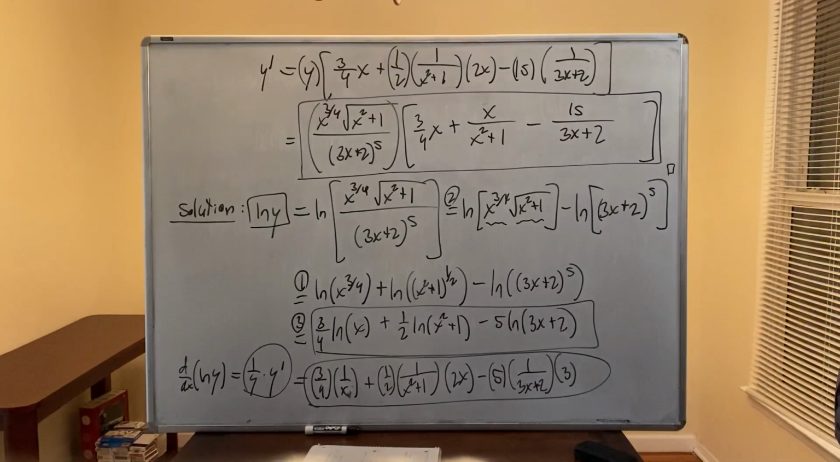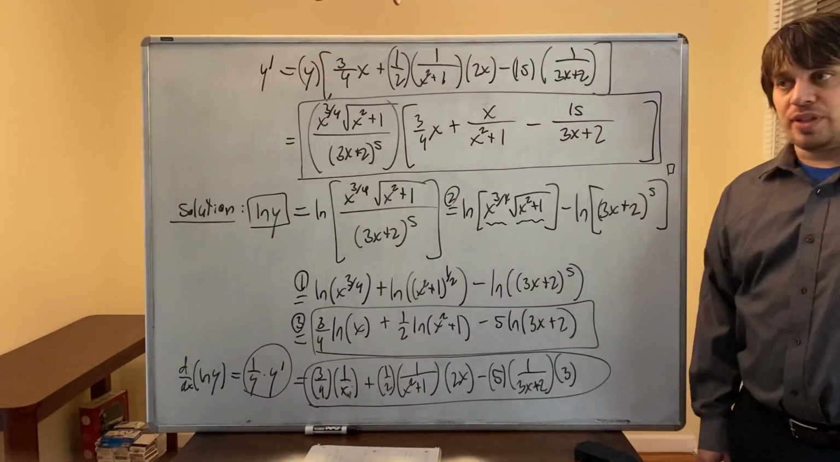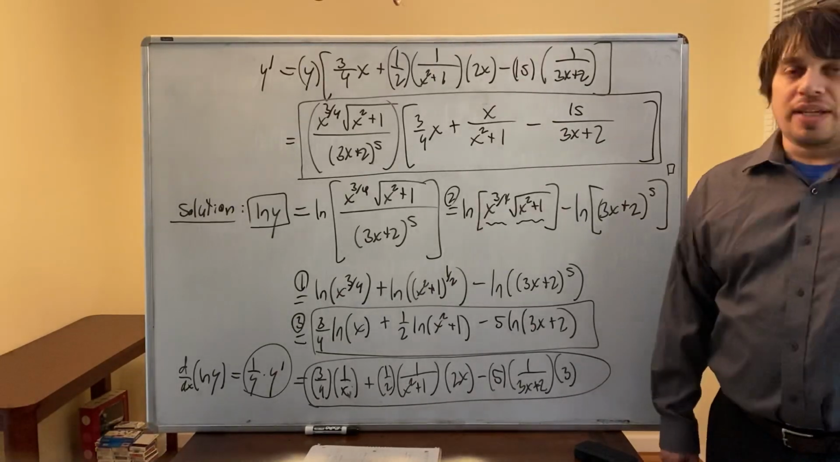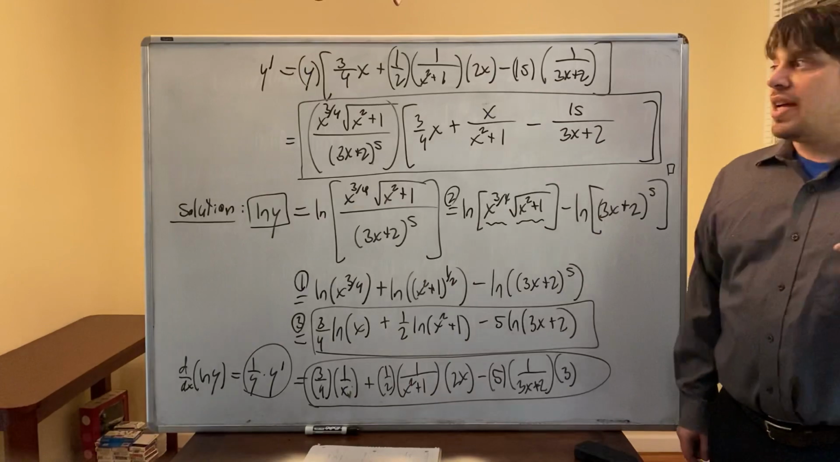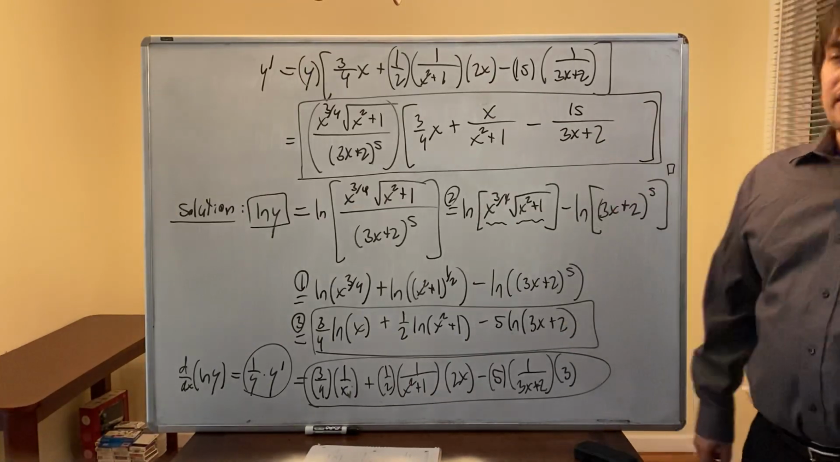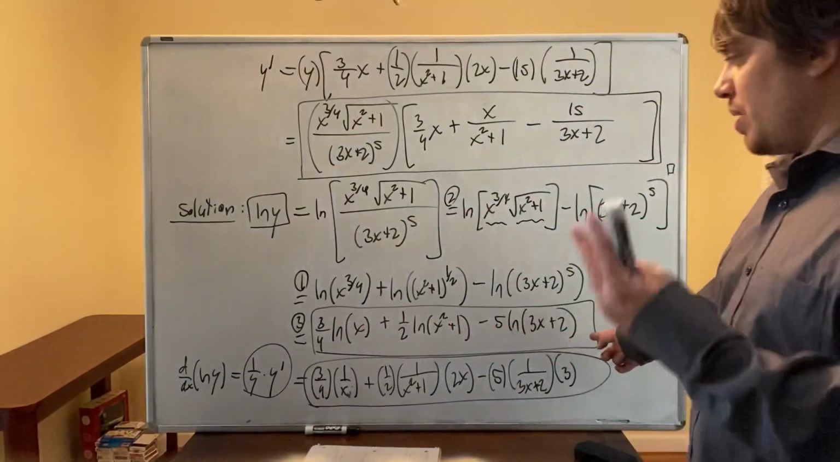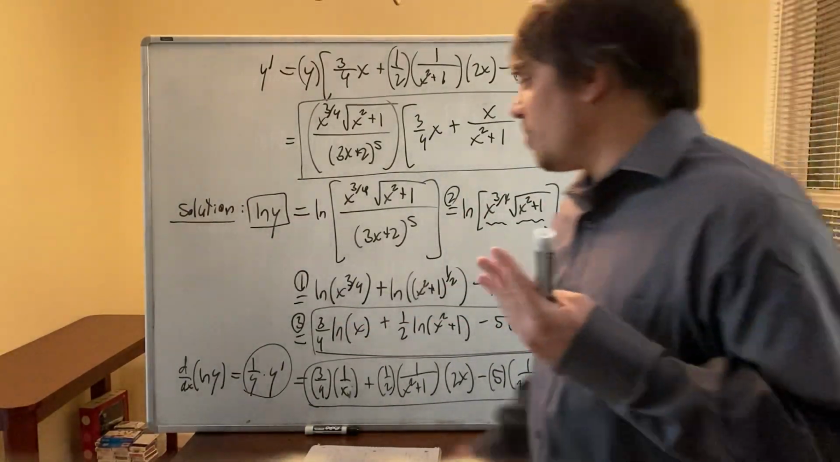And so this process is called logarithmic differentiation. First we took ln of both sides. We expanded ln of the right side. So we got ln of y is equal to this expression. That was step 2. Step 3, we took the derivative of both sides.